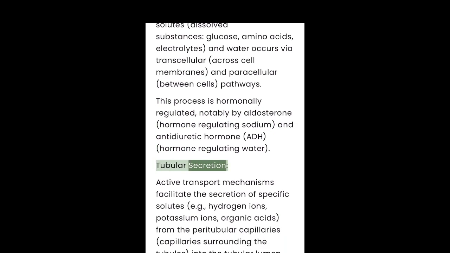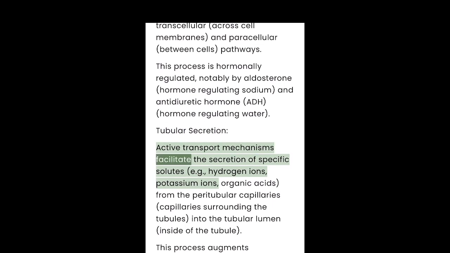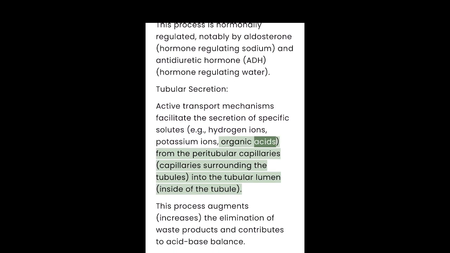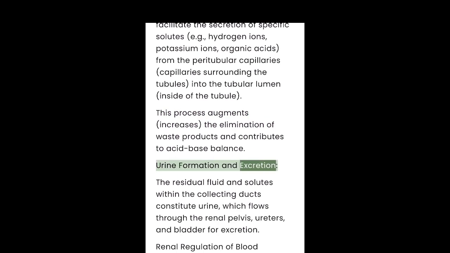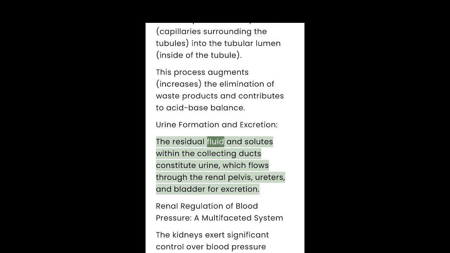Tubular secretion. Active transport mechanisms facilitate the secretion of specific solutes, e.g., hydrogen ions, potassium ions, organic acids, from the peritubular capillaries into the tubular lumen. This process augments the elimination of waste products and contributes to acid-base balance. Urine formation and excretion. The residual fluid and solutes within the collecting ducts constitute urine, which flows through the renal pelvis, ureters, and bladder for excretion.